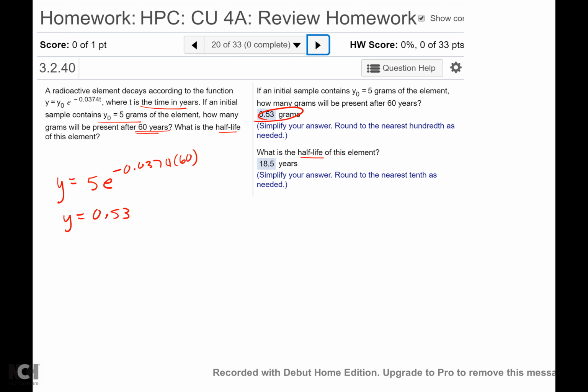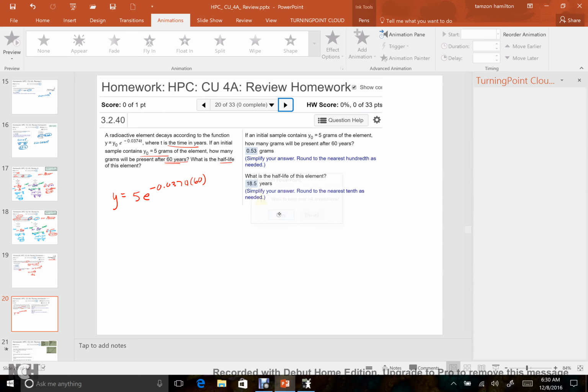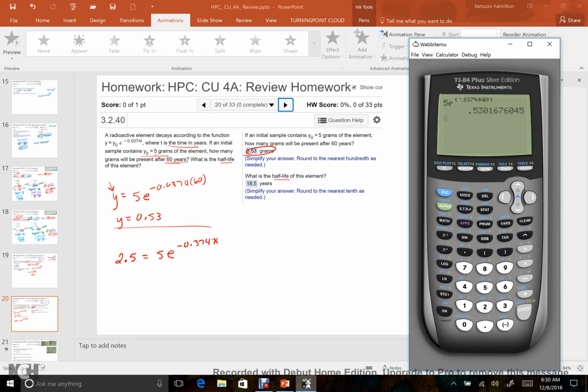Now, what is the half-life of this element? Well, to figure out half-life, guys, you have your initial amount, which is 5 grams, right? This represents the final amount. Well, if I only want half of it left, wouldn't that make that side half of 5, which is 2.5? 0.0374t. Okay? Which we're going to use x. Again, at this point, I can't solve this algebraically because I have a variable in the exponent, so I'm going to have to do it graphically.